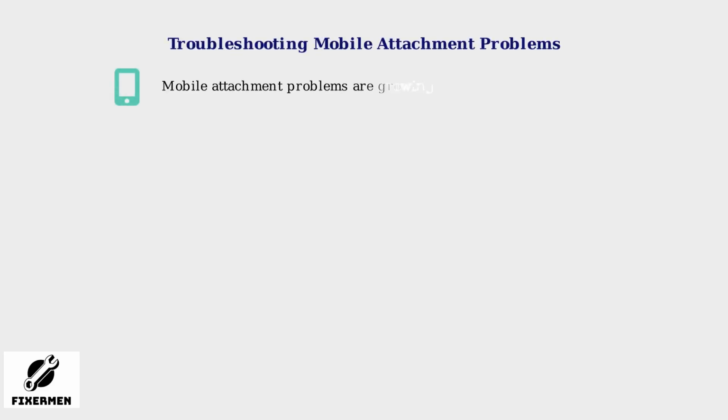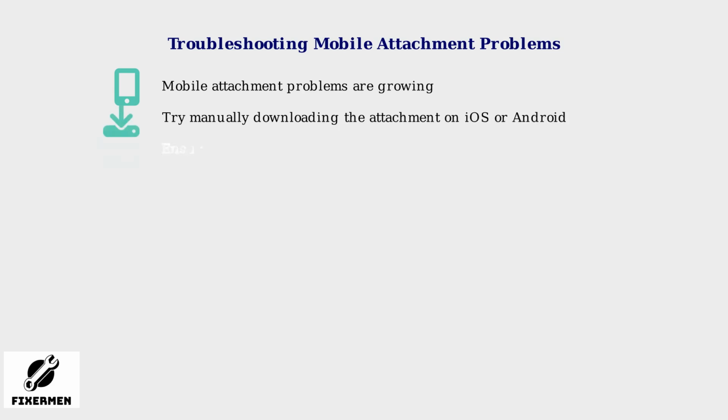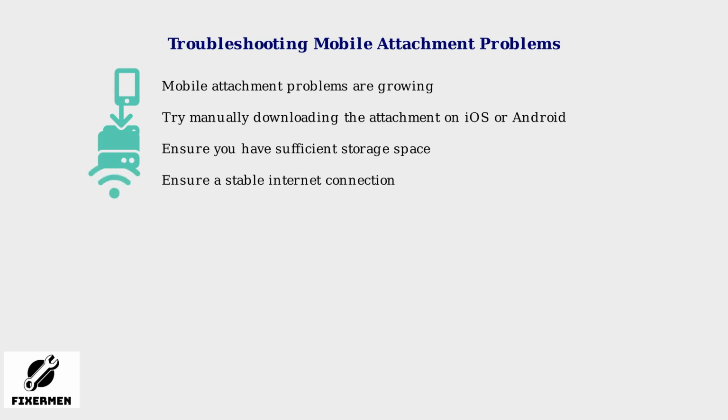Mobile attachment problems are growing as more users rely on smartphones. If you're having trouble opening attachments on iOS or Android devices, try manually downloading the attachment first. Make sure to check that you have sufficient storage space available on your device before downloading. Also, ensure you have a stable internet connection, as poor connectivity can prevent attachments from downloading properly. These steps can help resolve most mobile attachment issues in Outlook.